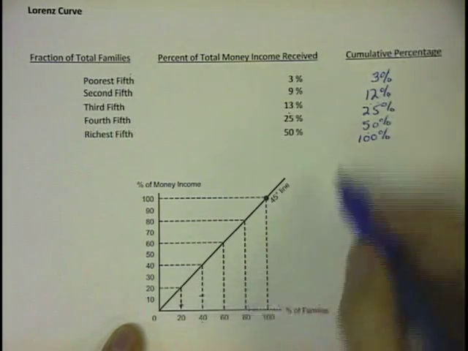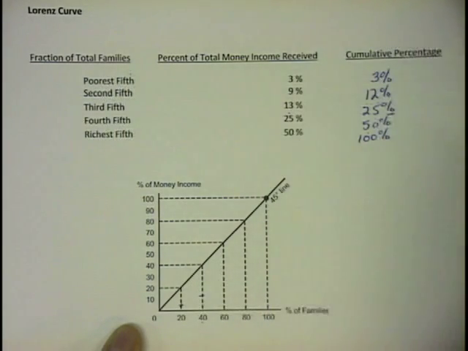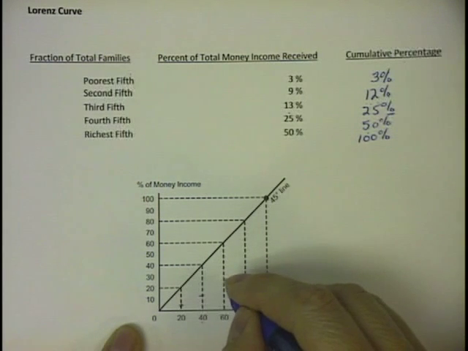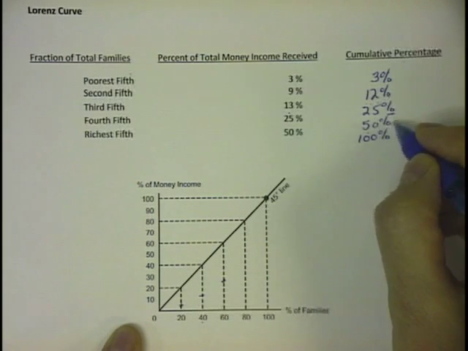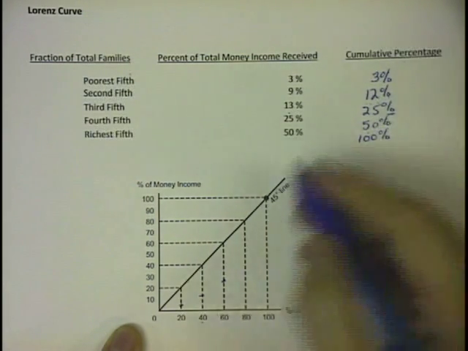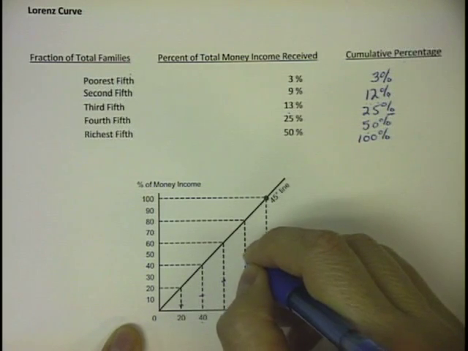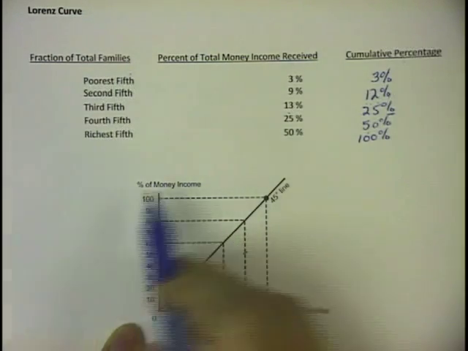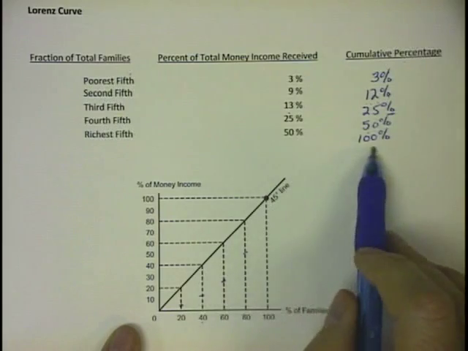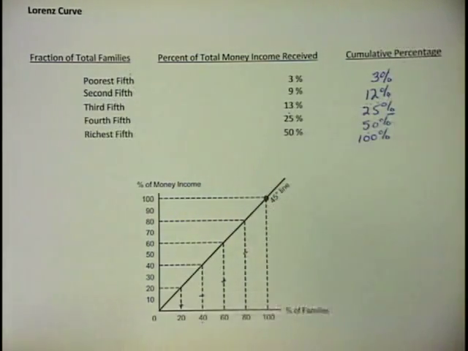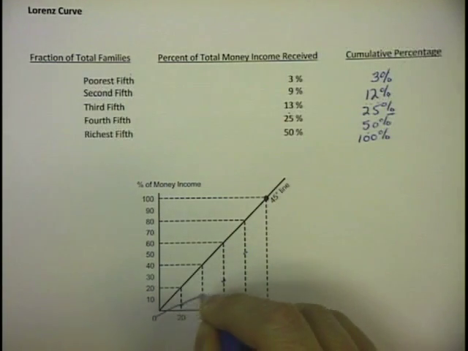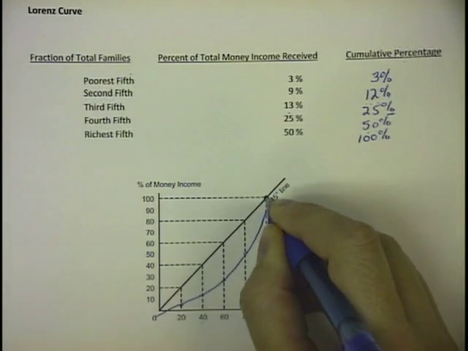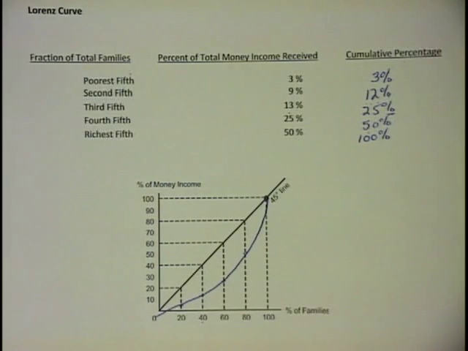Then the bottom 60%, this one will be the 60%. That's 25% of all income earned. And then the bottom 80% earns 50% of the income, so that'd be somewhere around there. And then the richest fifth, when we add them all, this one always has to be 100 because now we've included everybody. So now if we connect these dots, this is our Lorenz curve.